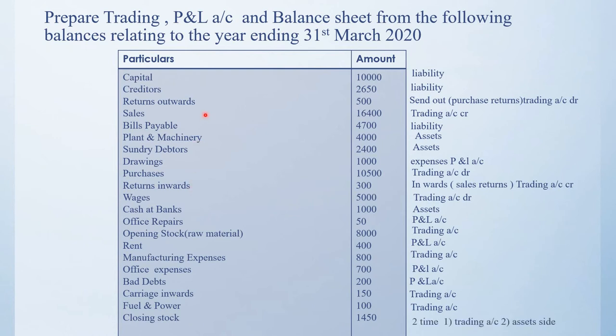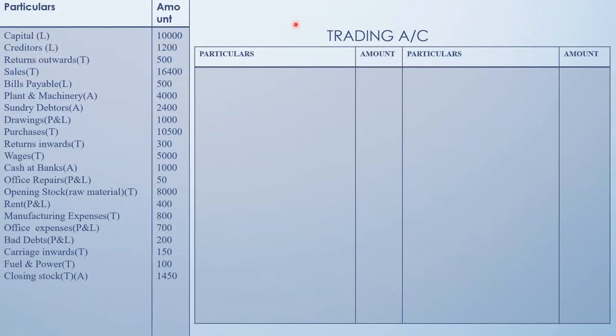So now we have completed identifying the items and their belonging accounts. Next we want to open the trading account pro forma, P&L pro forma and balance sheet pro forma, three, one at a time. Here first we'll open the trading account. Students, we already identified: L is indicated as liability, T is indicated as trading account, A is indicated as an asset, and P&L is the profit and loss account.